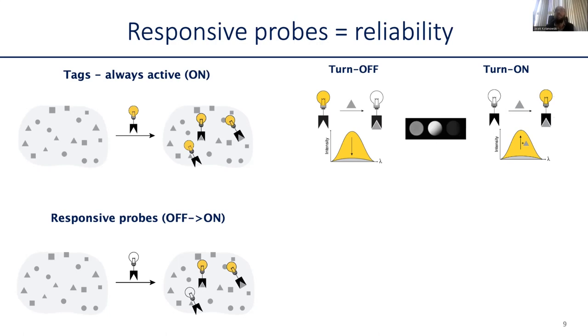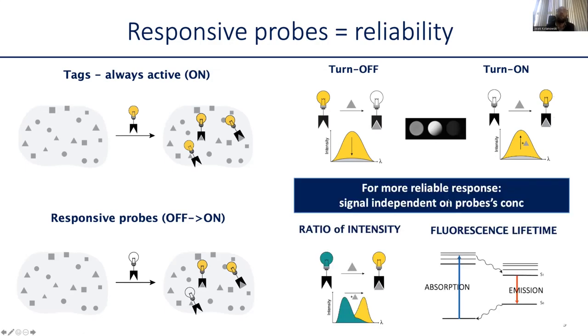Because as I said, it can depend on the concentration of the probe and not only the concentration of the analyte we want to detect. So it is very important, if we want to be reliable about the way we interpret the results, to develop tools which do not suffer from that problem. Those tools in fluorescent settings usually use one of two approaches. Either we can measure the ratio of intensities at different wavelengths, or we can measure fluorescence lifetimes. Those two parameters are independent of the concentration of the probe, and they depend only on the presence of the analyte we detect or not.